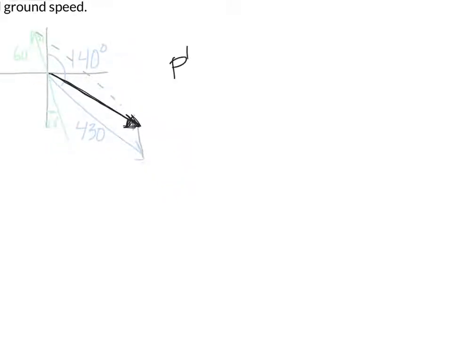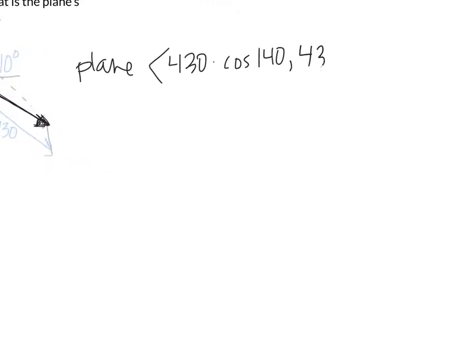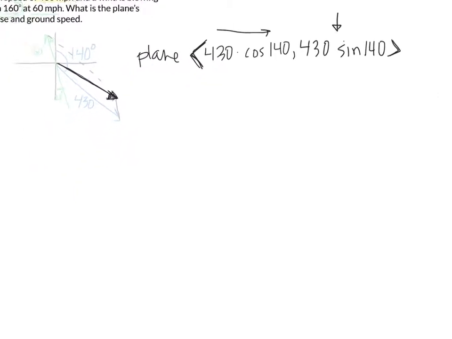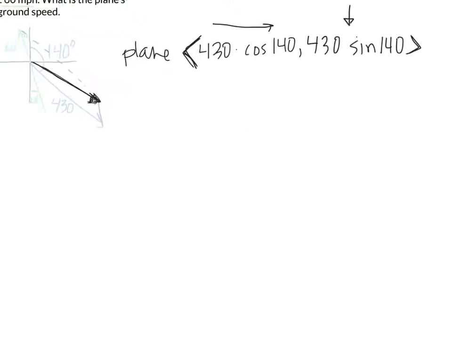So we have the plane. The plane we're going to change to the vector 430 times the cosine of 140 and 430 times the sine of 140. So I'm changing the vector into its vertical and horizontal components. This is the horizontal component, this is the vertical component. We should know, because it's in the fourth quadrant, that the x will be positive and the y will be negative.